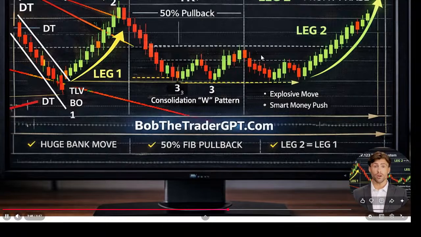This is the reload zone before the next move. This is also why patience matters. Instead of chasing leg 1, I want to watch the trade range carefully. I want to see whether the market holds structure. I want to see whether the lows hold. I want to see whether price begins to turn back up from the bottom of the range.